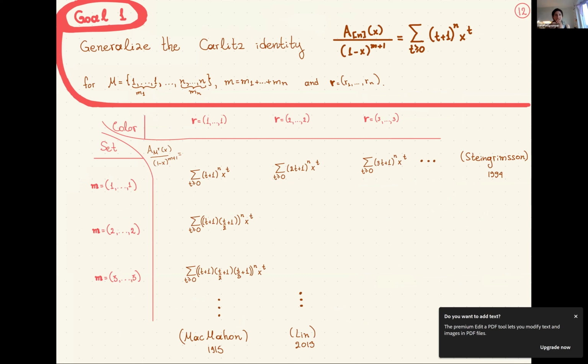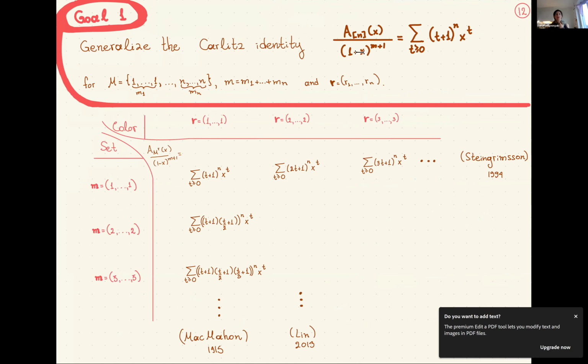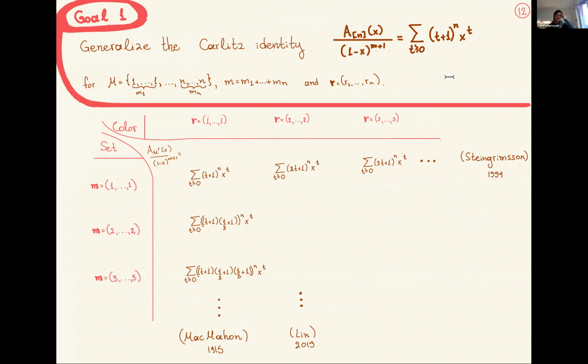Now this is a little bit more technical. So how do we go about showing this property? Our first step would be to generalize the Carlitz identity from regular sets to colored multisets.